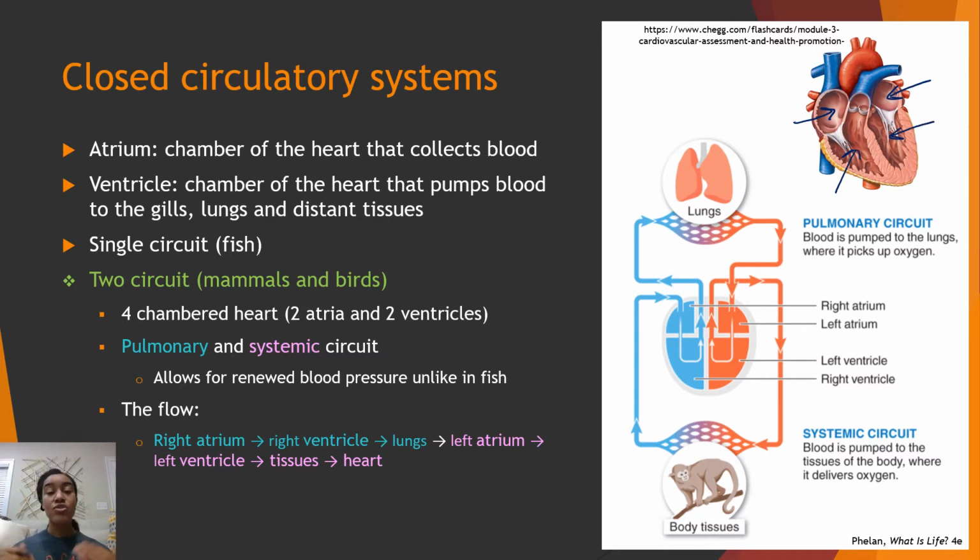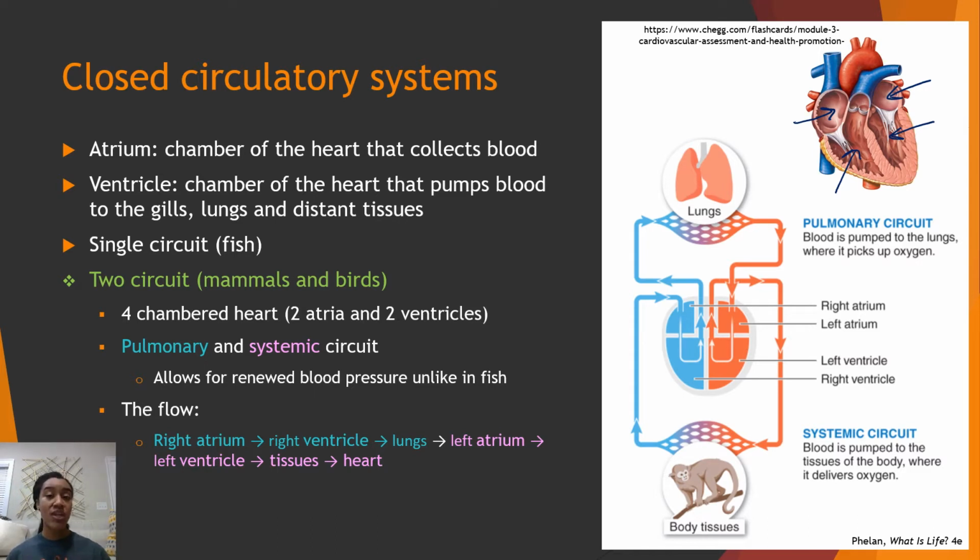And we also have two circuits. So in fish, they had one circuit. You go from the heart to the lungs to the tissues back to the heart. In mammals and birds, we have two circuits. We have a pulmonary circuit that runs from the heart to the lungs back to the heart, and we have a systemic circuit that runs from the heart to the tissues back to the heart. And this allows for us to restore the blood pressure in our vessels that fish cannot do.